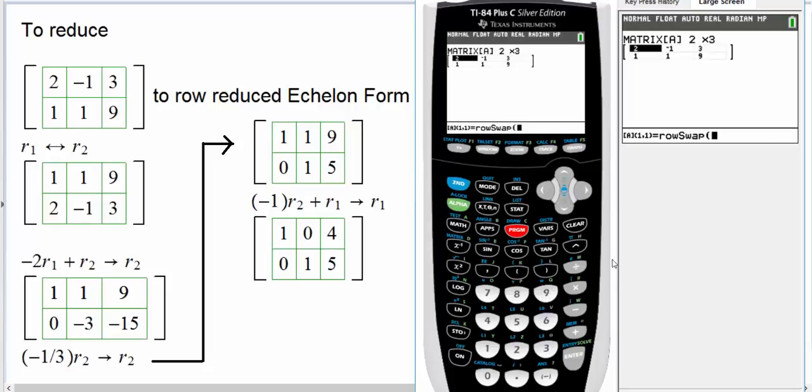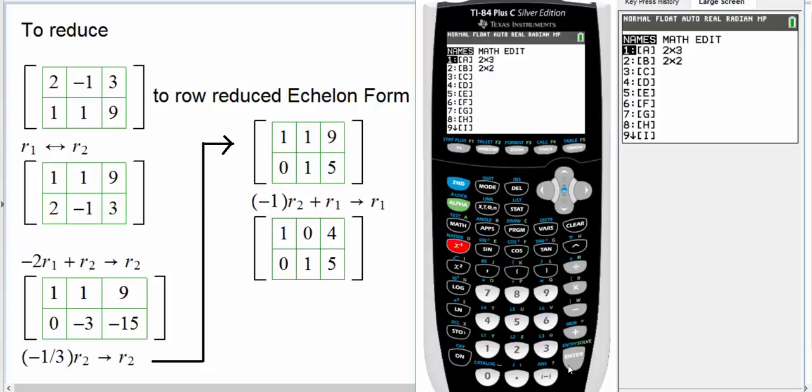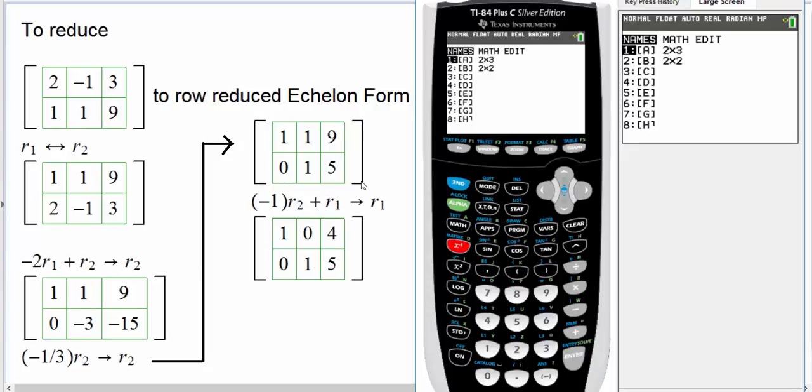Oh, I made a mistake. Just a moment, I should have quit out of this first. Sorry about that. Now let me make sure that my matrix is staying what it was. Okay, so yes, it is in the original form. Okay, so let's go back. That's not really that big a problem.